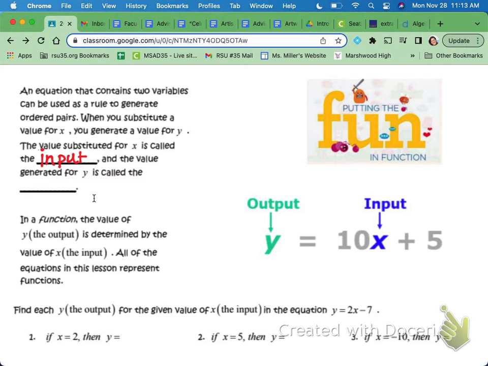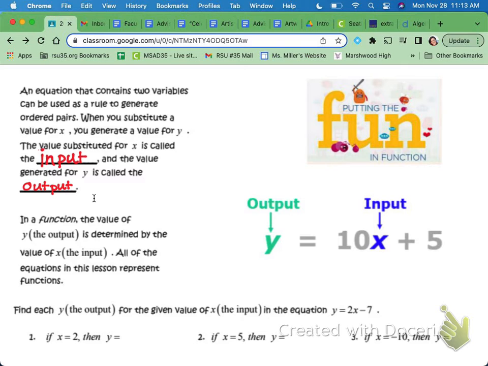And the value generated for the y is called the output. So sometimes we think about it as like this function machine, right? If I plug in 1 for x, what's going to be the output? 1, 6, 11. 10 times 1 is 10, plus 5 is 15.